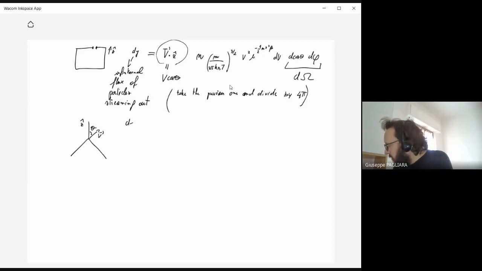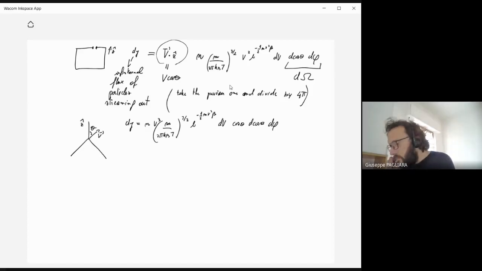So dj can be written, once we introduce v cos theta, as n times velocity cubed, times m divided by 2 pi kBT to the power of 3/2, times the exponential, and then dv, then cos theta, d cos theta, d phi. Let me check if this is correct. Okay. Now, this is the infinitesimal flux, which is not integrated over the solid angle, okay?